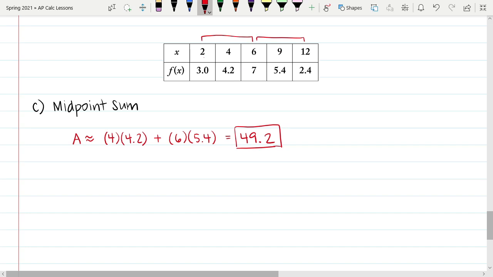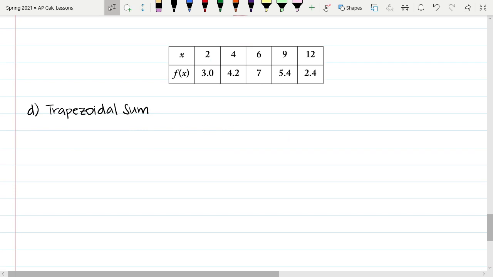All right, and let's wrap up here with a trapezoidal sum. Okay, so now for a trapezoidal sum, first of all, remember the area for a trapezoid is 1/2 times the height times the sum of the bases. But remember, for the trapezoids that we're using, the height is actually the width along the x-axis, and then your base 1 and base 2 are actually your vertical values, so your function values.